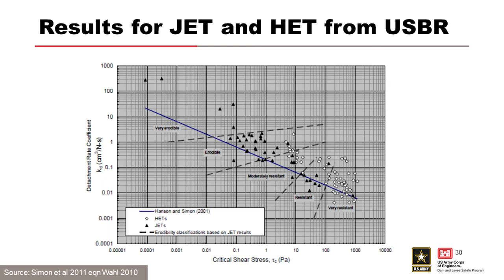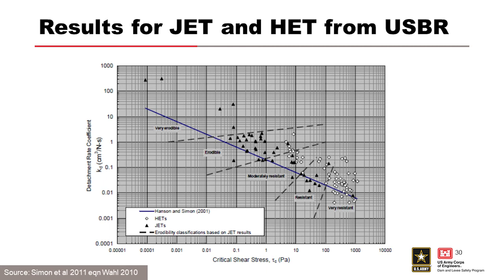So as can be seen from the results, the erodibility coefficient and the critical shear stress are inversely related. So as critical shear stress goes up, erodibility coefficient goes down, which makes sense because a lower erodibility coefficient means a soil is less erodible, and if a soil has a higher critical shear stress, it's going to be, I still get that mixed up in my own mind. The lower the erodibility coefficient, the less erodible the soil. Higher critical shear stress, the less erodible the soil. There we go.